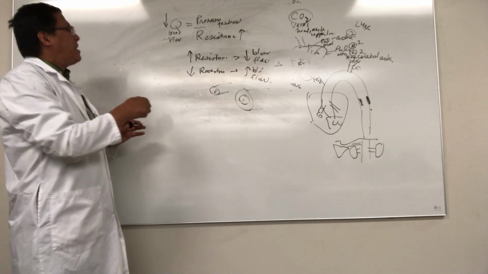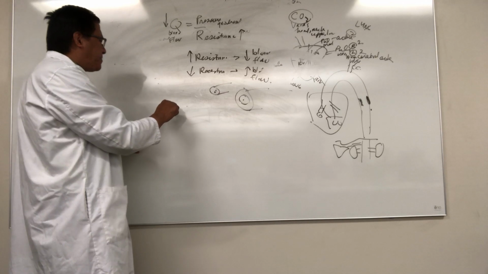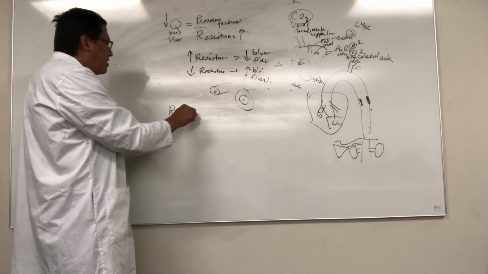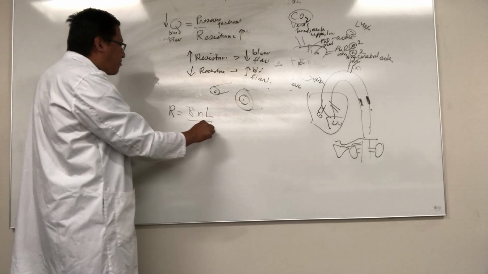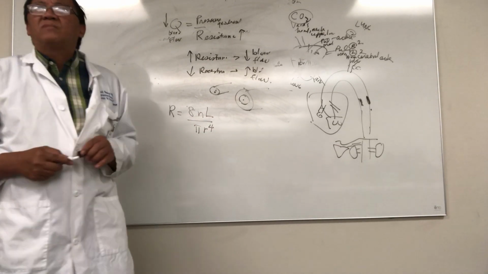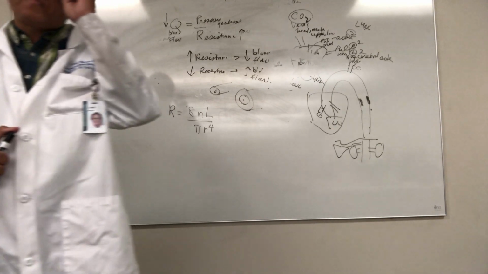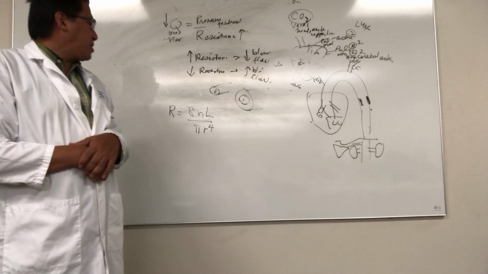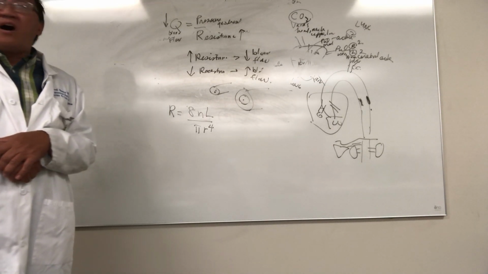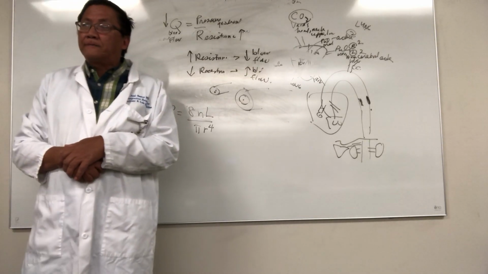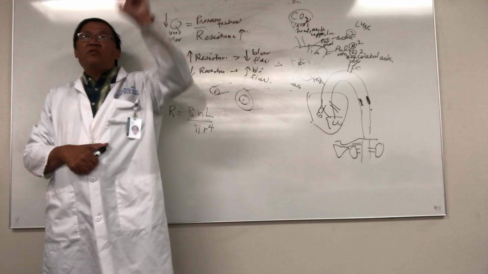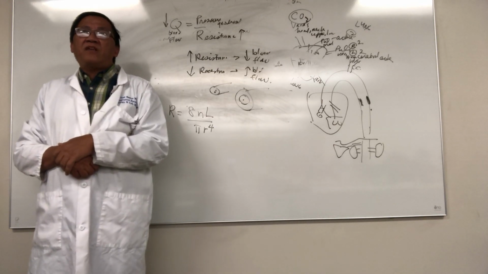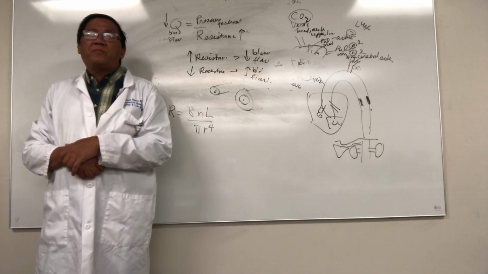Okay. Now, can anybody tell me the formula R equals 8NL over pi R to the fourth? What is that formula? R is equal to 8NL over pi R to the fourth. Is that in your book? Who said it's there? Raise your hand. I see only 3 hands. What happened to the other 30 plus or 40 plus people?